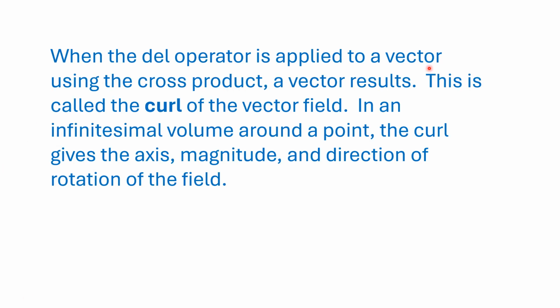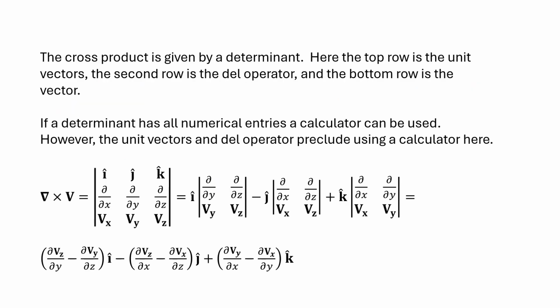When the del operator is applied to a vector using the cross product, a vector results. This is called the curl of the vector field. In an infinitesimal volume around a point, the curl gives the axis, magnitude, and direction of rotation of the field. Okay, so we're going to take the cross product of the del operator with a vector.